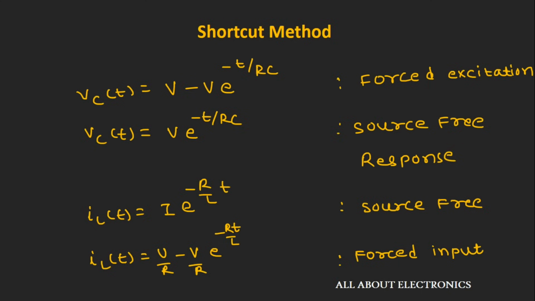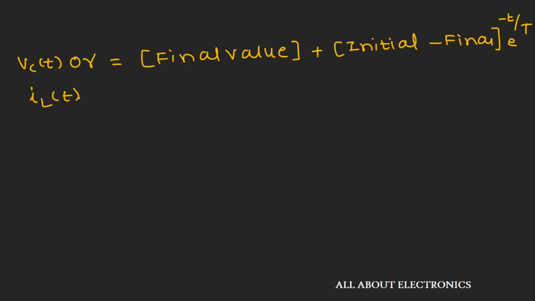In this way we got equations for the capacitor voltage and the inductor current for the RC and RL circuits for the force excitation as well as the source free responses. Now let us see the shortcut method using which we can easily find these equations. Using this shortcut method, the capacitor voltage or inductor current can be given as final value plus (initial minus final value) into e to the power minus t by tau.